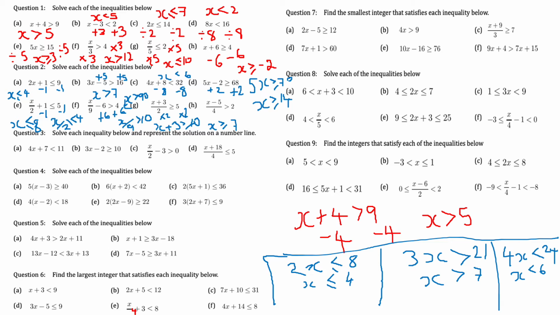For part H, x minus 5 all over 4 is bigger than 2. Timesing both sides by 4 gives me x minus 5 is greater than 8. Adding 5 to both sides, we get that x is greater than 13.